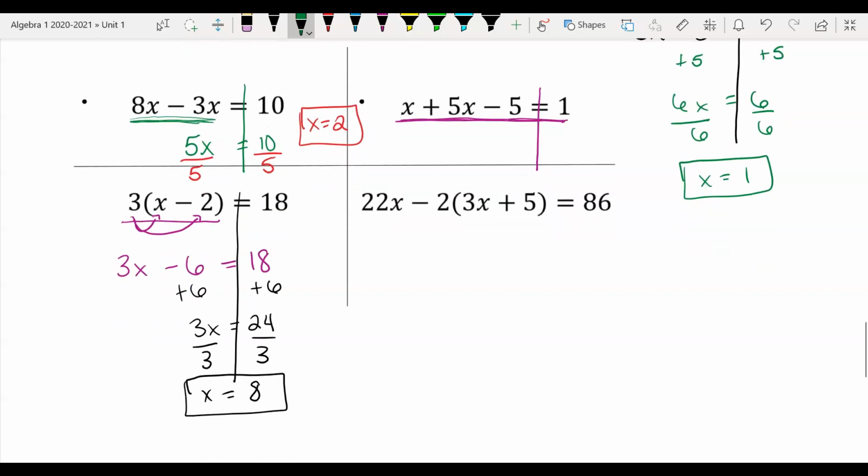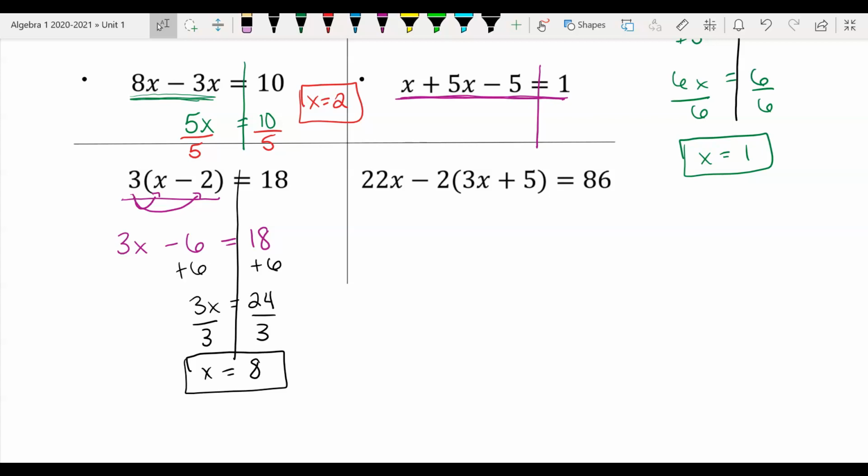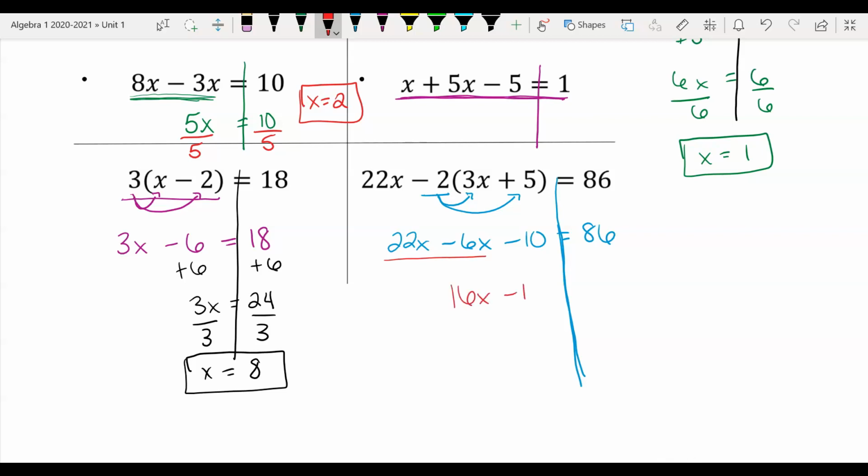And last problem, I really want you to pause and try it by yourself. We're going to combine everything we've done so far. If you have to multiply or distribute, you should do that first. That's your hint. So on this one, I'm going to take that negative 2 and distribute it. So I have 22x minus 6x minus 10 equals 86. So that would be your first step. Next step, I'm going to combine like terms if I can. On this one, 22x and negative 6x can be combined. So I have 16x minus 10 equals 86.